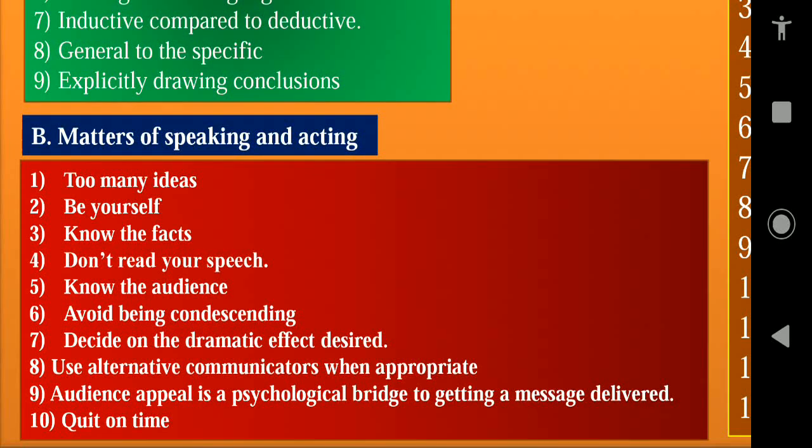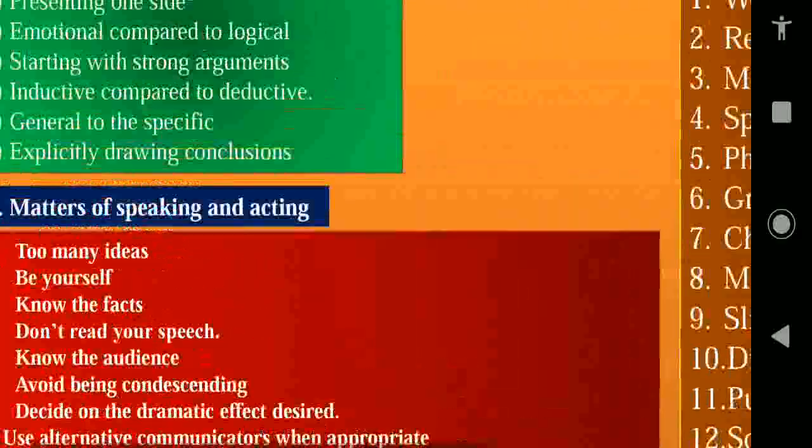Be yourself, don't overreact or be overconfident. Know the facts. Don't read your speech when you are presenting; don't read the words or sentences. Know the audience. Avoid being condensing. Decide on the dramatic effect desired. Use alternative communicators when appropriate. Audience appeal is a psychological bridge to getting a message delivered. And quit on time: you have to finish the presentation on time.